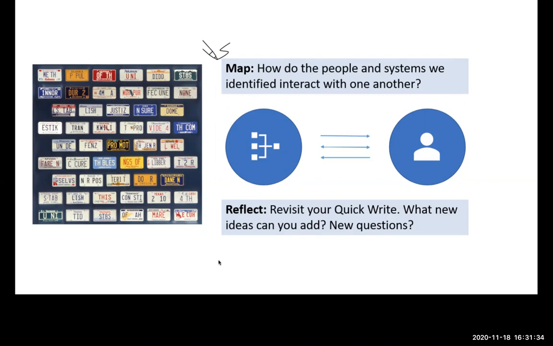And then once you've done that, revisit your quick write. Now that you've done this dissection of the systems and the people and the systems, can you add any new ideas to your thinking about the Constitution? I'm going to put 2.5 minutes on the clock, which is going to be unfortunately quite short, but we'll see what we get to. And if you have any questions because my directions weren't clear, feel free to either unmute your microphone or pop them in the chat box.